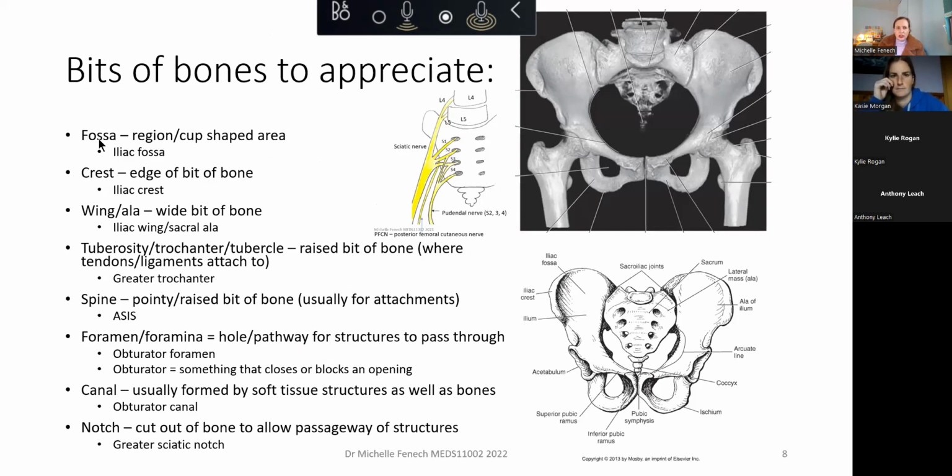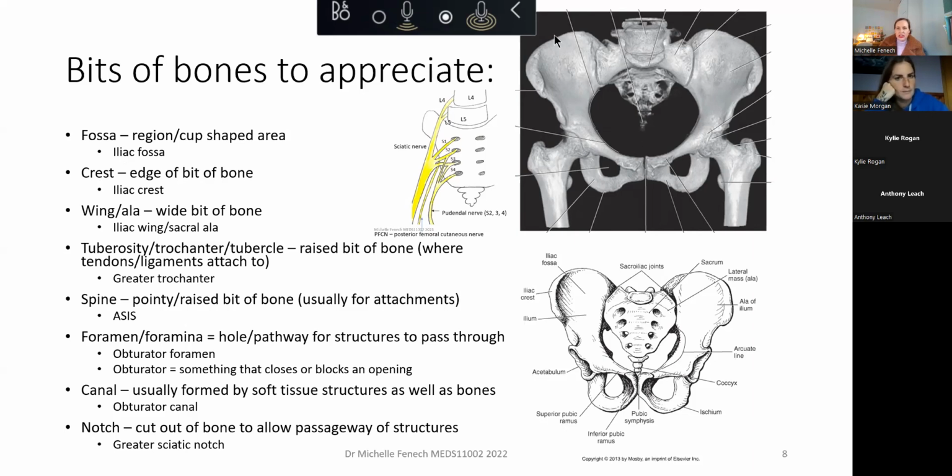So we'll often use the term a fossa. A fossa is like a cup, sort of. So we call this the iliac fossa, and these are like wings. They're sort of round and cup shaped. So see how it's called the iliac fossa? It means that it forms a cup in an area where structures will sit within.